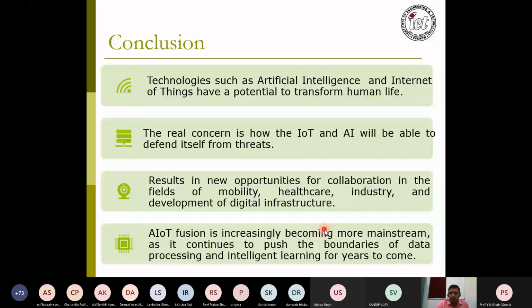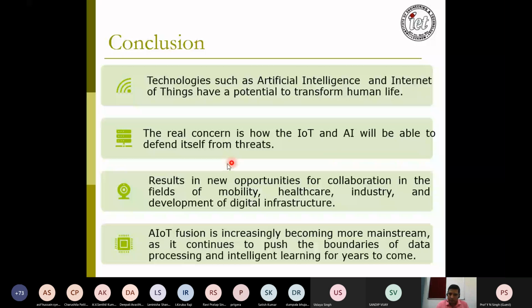Since we feel the power of AI alone and also the power of IoT alone, once both these technologies are clubbed, meaning artificial intelligence enabled Internet of Things, then certainly the whole life of society will change or transform. The real concern is how IoT and AI will be able to defend themselves from threats.